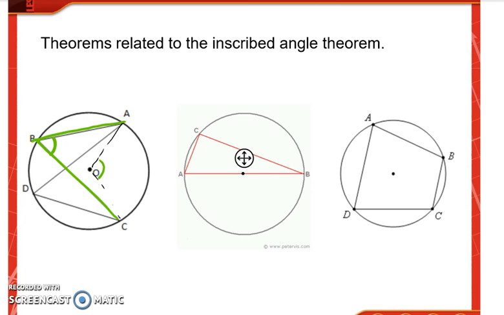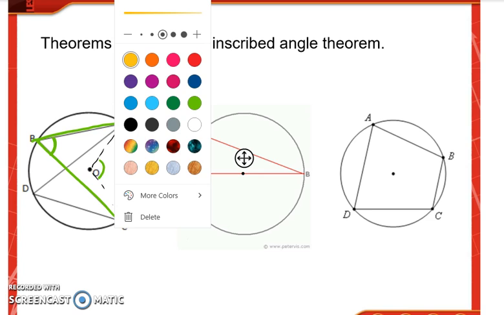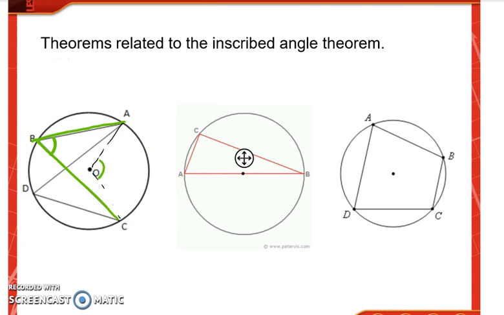Then look at the other one. The other one, I changed my color. The one that I'm going to highlight in orange is also an inscribed angle on this same arc. So if this arc is 1/2 of the arc AC, and if the green arc is 1/2 of the measure of the arc AC, then both of these have to be equal to each other.